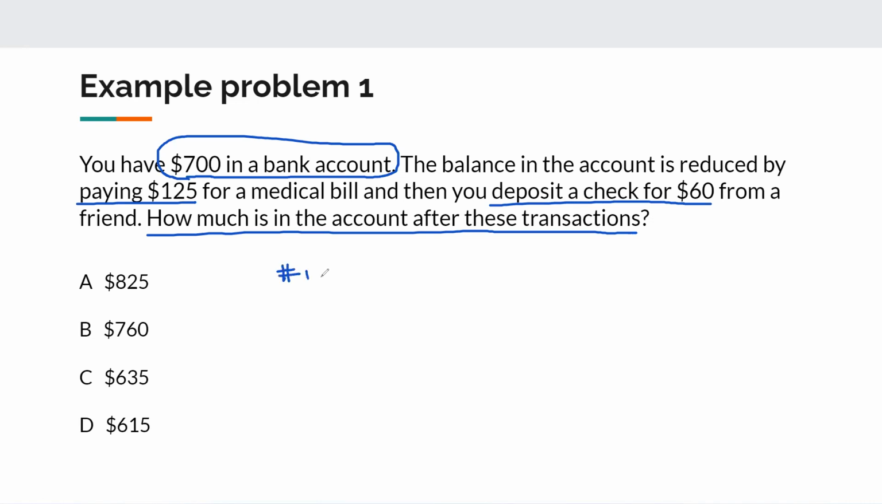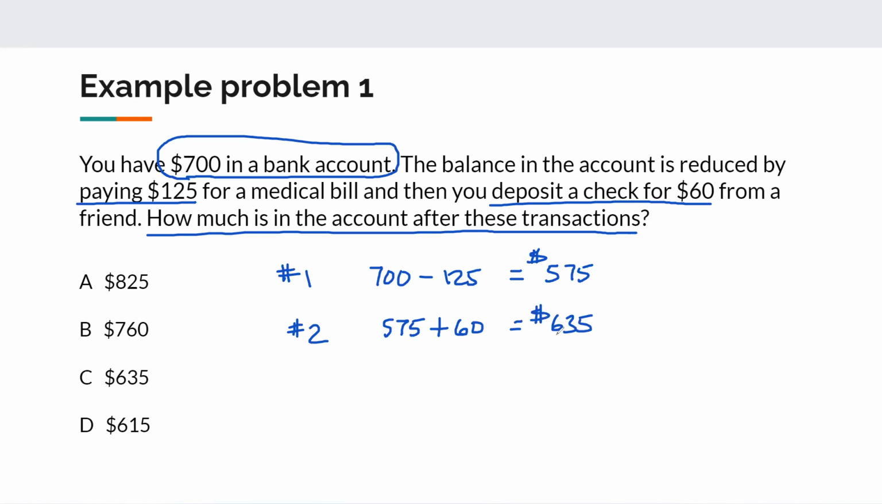Step number 1 might be to pay the medical bill. So we start out with our balance and we subtract 125. And we get $575 that's left in that account. Step 2, let's put the deposit in. So we take our $575 that we have at that point, and a deposit is an addition to our balance. Paying a bill is a subtraction. So we add the $60 and we get $635.